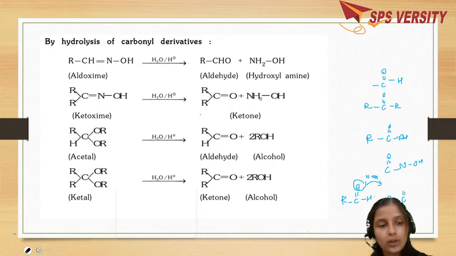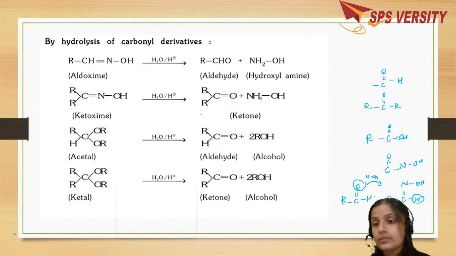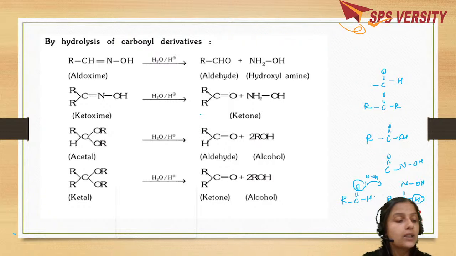If this double bonded O gets replaced by NOH, what are you going to get? This will be NOH, and this is H. This is called an aldoxime. If this particular H is also replaced by one more alkyl group, that's R, then it is called a ketoxime. So I think you know by now what is an aldoxime and what is a ketoxime.